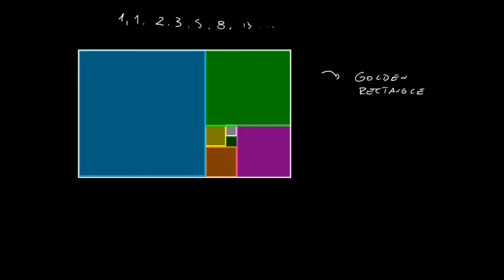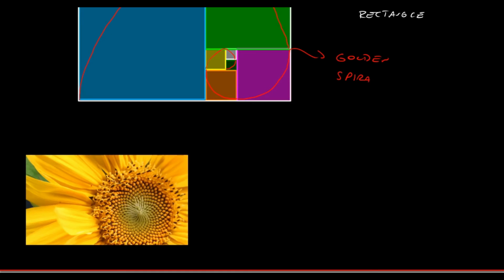And something that's very popular is that if we join the two opposite corners of these squares like this, we get this form that's called the golden spiral. And these forms are found very often in nature. For example, they can be found in sunflowers. When we look at a sunflower, we can find these sort of spirals. But also we can find them in the opposite direction.